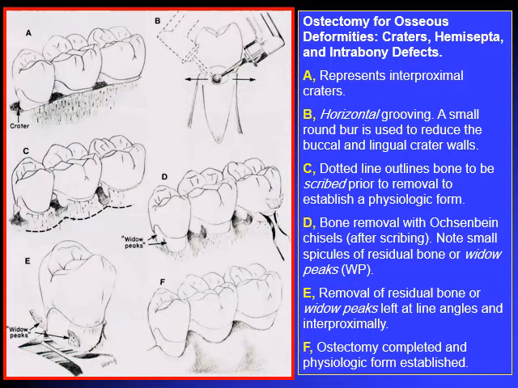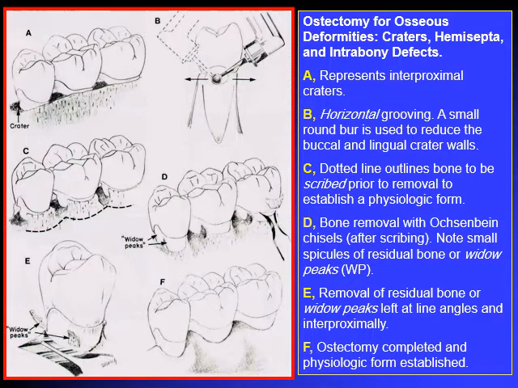In A, there is a deep interdental crater. How do we manage this case? As you see in B, we flatten the interproximal bone. We remove the buccal and the lingual portion of the crater. So this is a flattening of the interproximal bone, or you can say it is a horizontal grooving, not a vertical one. With a small round burr, it is used to reduce the buccal and lingual crater walls.